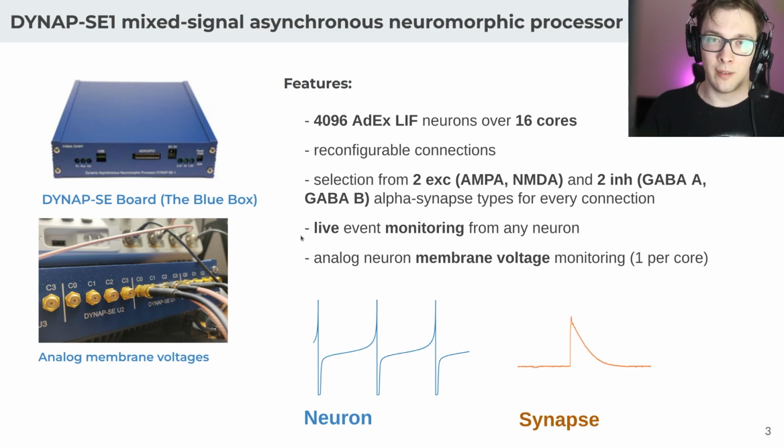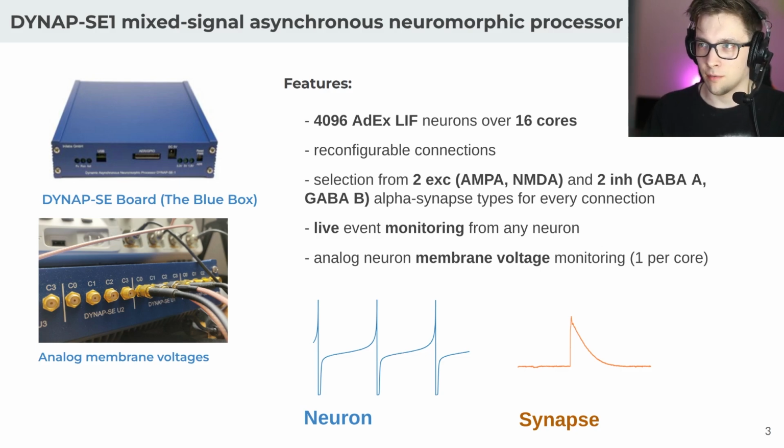So DYNAP-SE1 is a mixed-signal asynchronous analog-digital neuromorphic processor developed at the NCS group of the Institute of Neuroinformatics. These chips are packaged in these blue boxes. Each blue box, in fact, contains 4 individual DYNAP-SE1 chips with 4 cores each, with each core having 256 leaky integrate-and-fire neurons. All of those 4096 neurons in total are connected to the same asynchronous digital router.